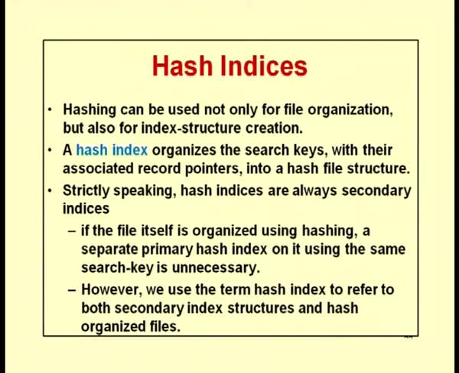This is because if the complete file itself is organized using hashing, then it is not necessary to have a separate primary index organized using hash. That becomes unnecessary. But normally the term hash index is used for both the secondary index hashing as well as the complete file organization hashing. Both are called indexes.